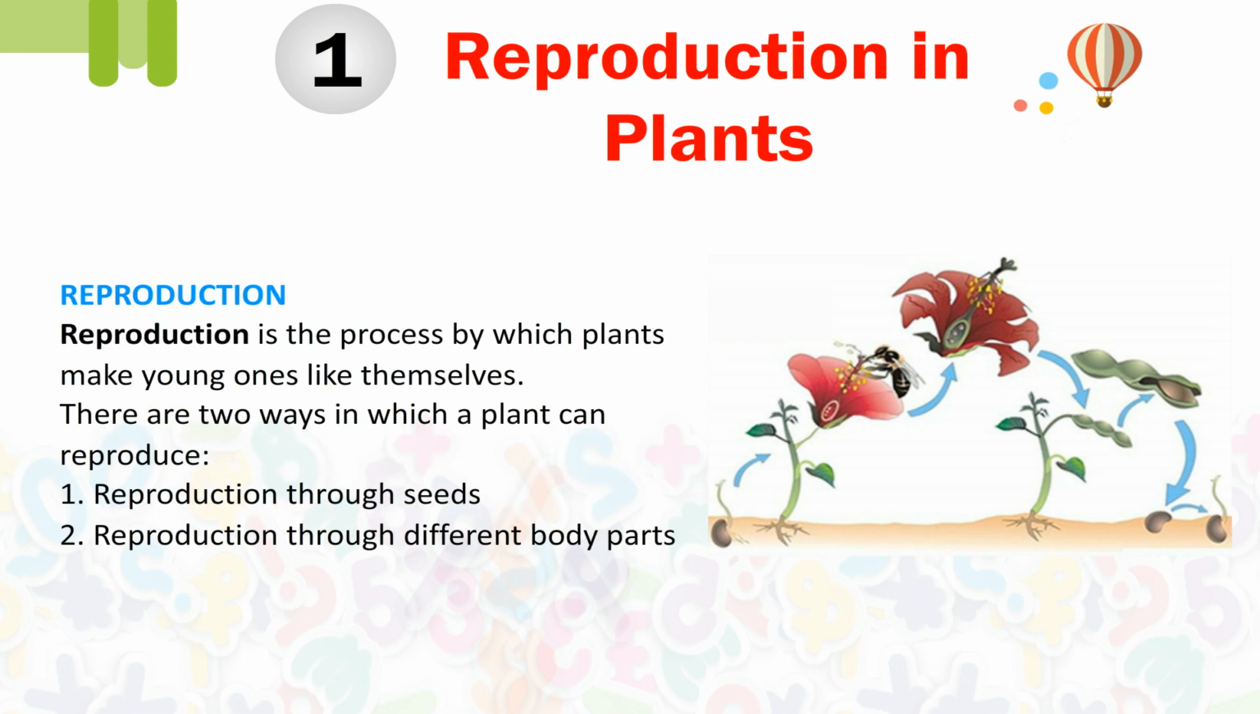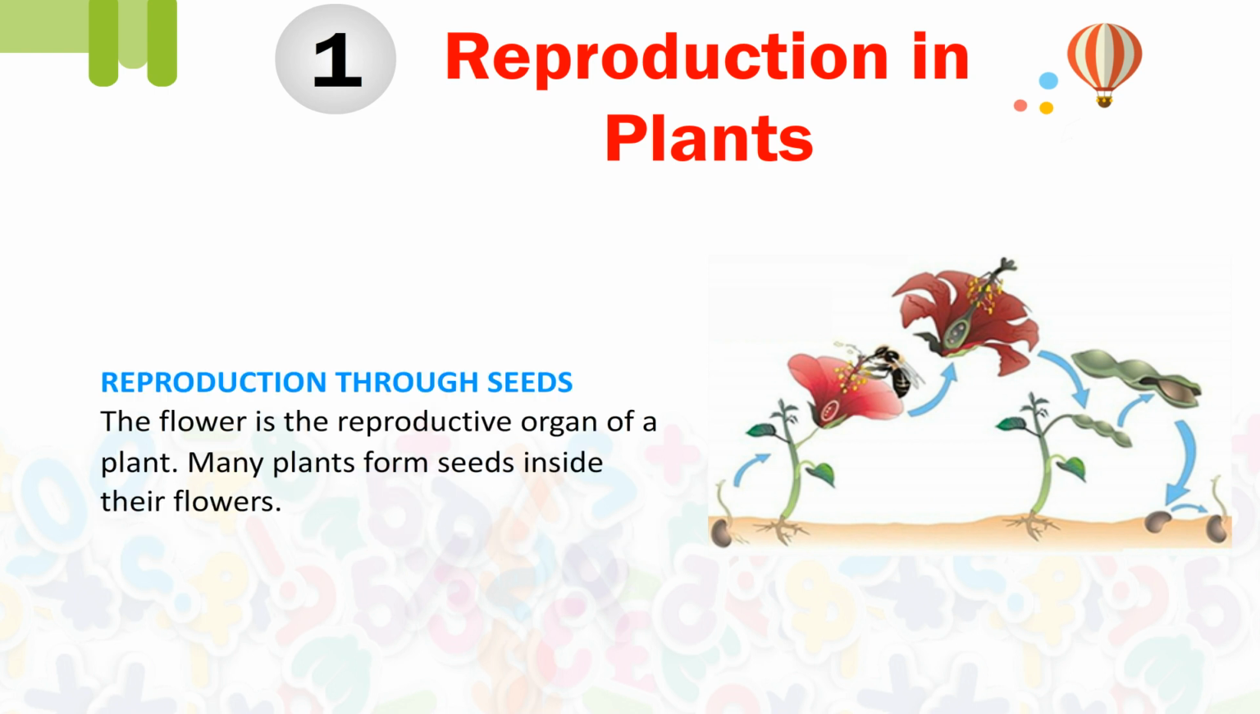Reproduction. Reproduction is the process by which plants make young ones like themselves. There are two ways in which a plant can reproduce. First, reproduction through seeds. Second, reproduction through different body parts. Reproduction through seeds. The flower is the reproductive organ of a plant. Many plants form seeds inside their flowers.